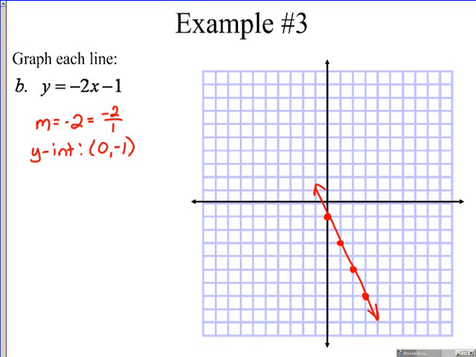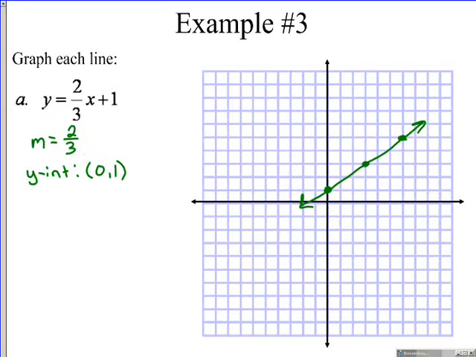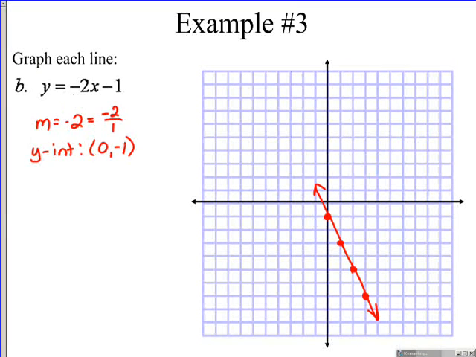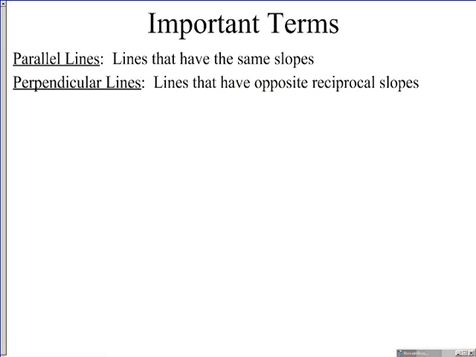Notice with the negative slope, we were going downhill with our graph. With our positive slope here, we were going uphill as we look at the graph from left to right. Two other terms we're going to talk about: parallel lines. Remember our lines that never intersect, and what guarantees that they never intersect is they're lines that have the same slopes. Perpendicular lines are lines that intersect to form four right angles, and the algebraic property that guarantees that they are going to be perpendicular is the lines have opposite reciprocal slopes.